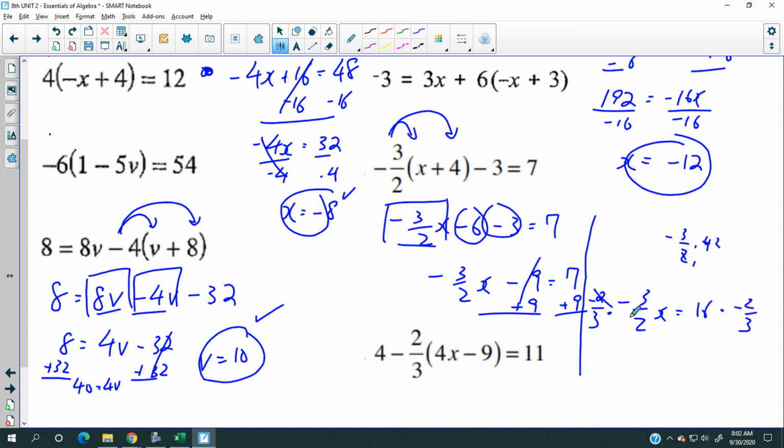So look at this. Cancel, cancel, cancel, cancel. The negative times negative becomes a positive. Alright, now it looks like I can't even cross cancel here, but that's okay. Negative 32 over 3, and you can leave it like this. Okay?